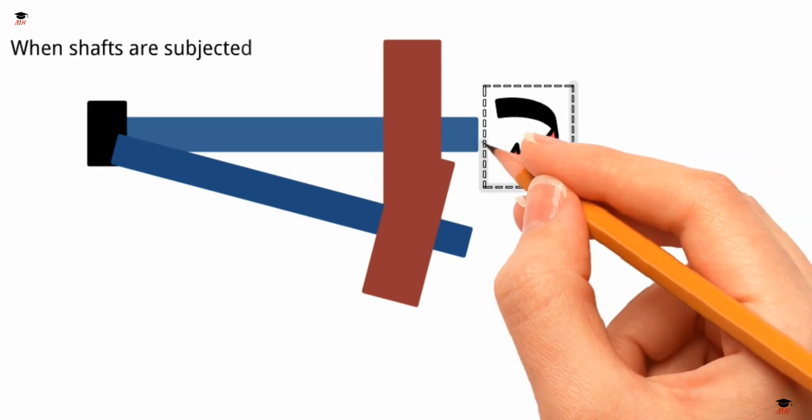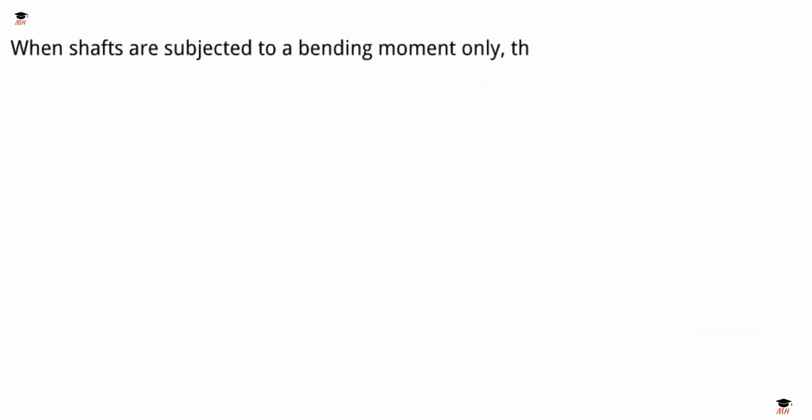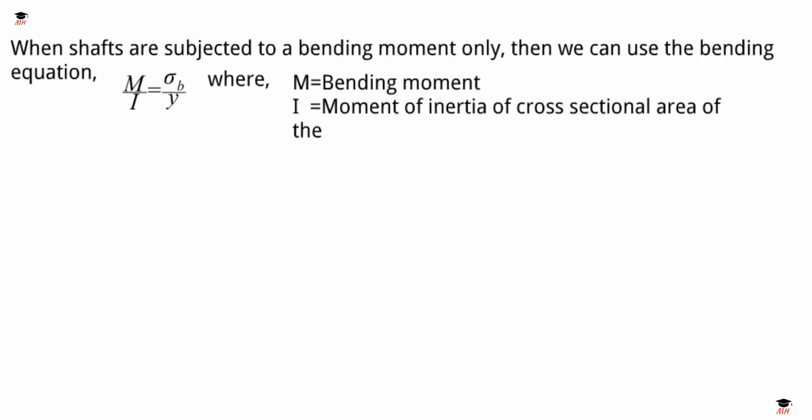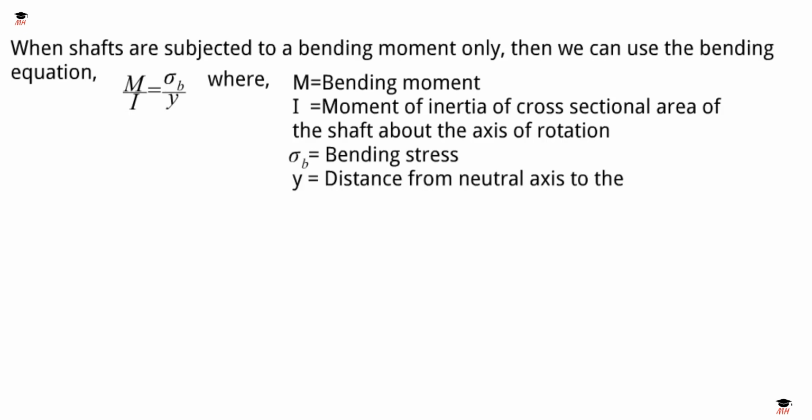So when shafts are subjected to bending moment, we can use the bending equation, which is given as M by I equals sigma B by Y. Where M is bending moment, I is moment of inertia of the cross-sectional area of the shaft about the axis of rotation, sigma B is bending stress, and Y is the distance from the neutral axis to the outermost fiber.